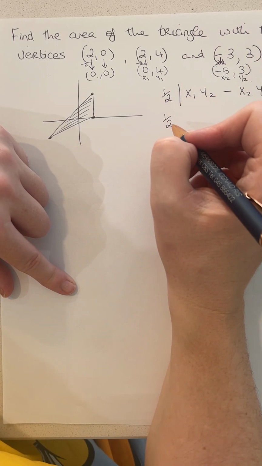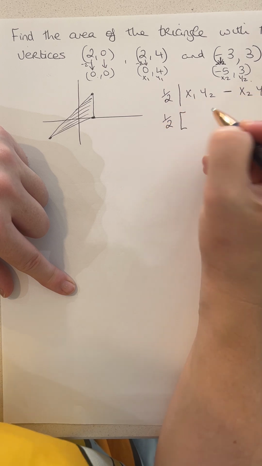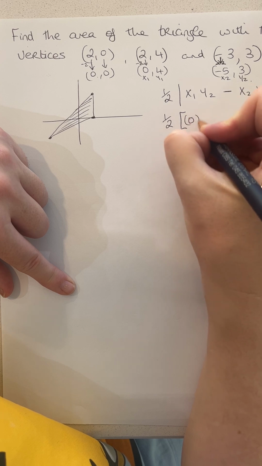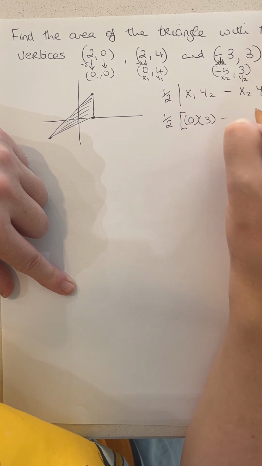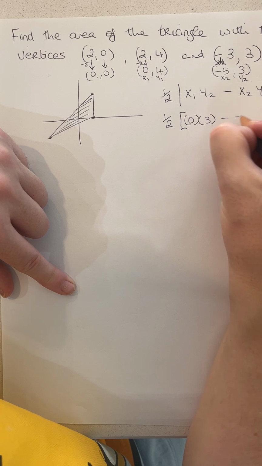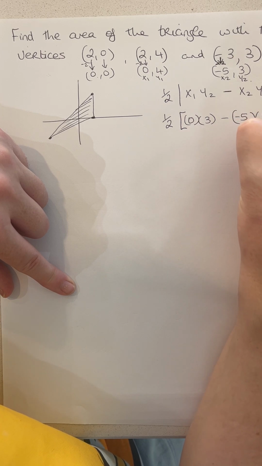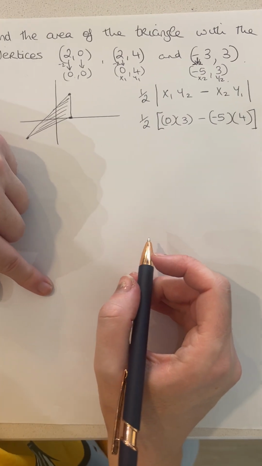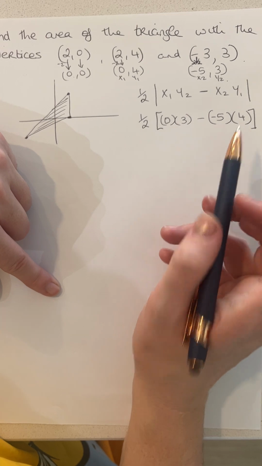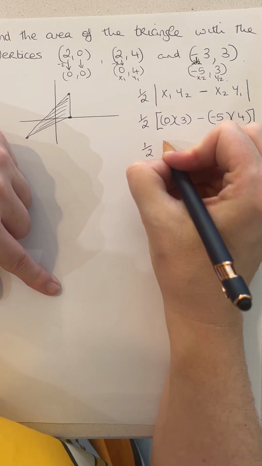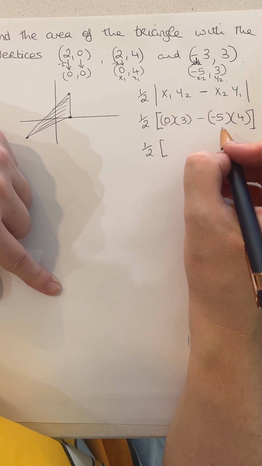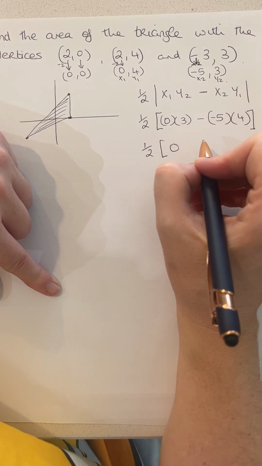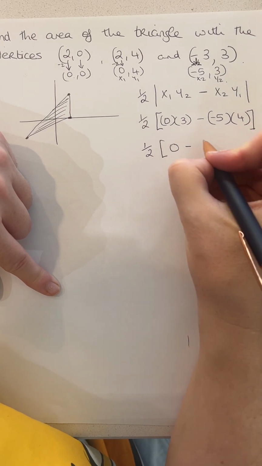So into my calculator, be very careful. Half of x1 times y2 minus x2 times y1. And just take your time filling that into your calculator. You need to have all the brackets. And when you fill it in, we end up with, that's a 0. So I'm just doing it bit by bit, but you could enter it all into your calculator.